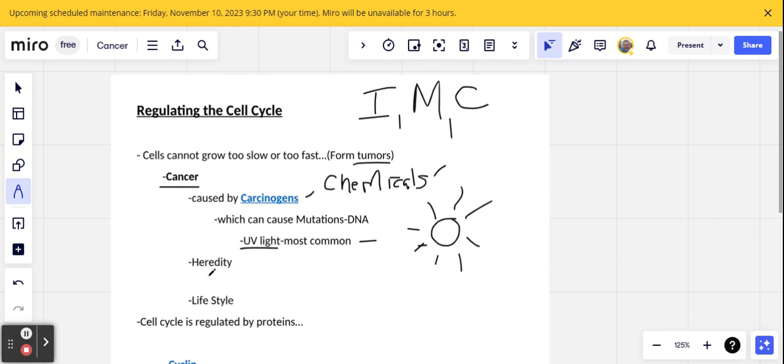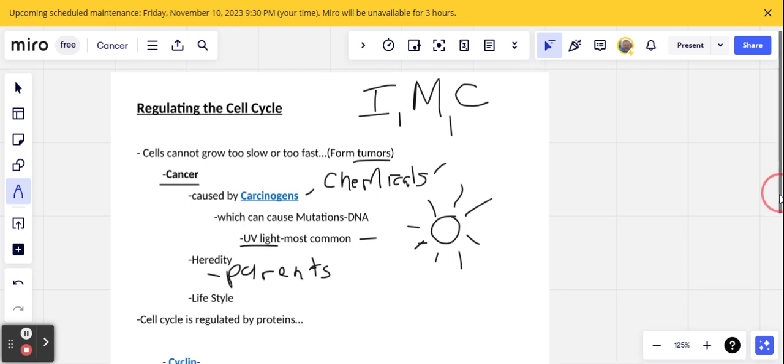Another one is really heredity, and that's really not a carcinogen, but it's just your general makeup. So breast cancer is one that you can get from one of your parents, and that can be very serious. So they now have tests developed that can help check for those before they even start. So this is from your parents, grandparents, wherever it comes from, and this is just something that's already in your DNA, and you inherit it. And then lifestyle. So it's kind of how you live your life.